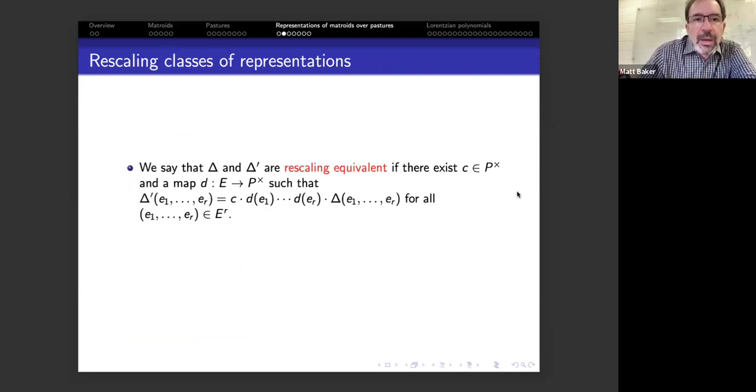One more thing. It's useful to introduce rescaling classes, or in matroid theory, classically, this is called projective equivalence of representations. I just don't like the word projective in this context because it's potentially confusing, since we're also looking at the Plücker vectors in projective space, and it's a different meaning. So we say that delta and delta prime are rescaling equivalent if, well, you can read this.